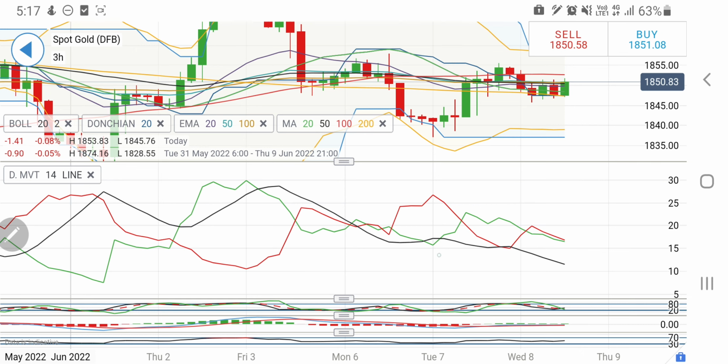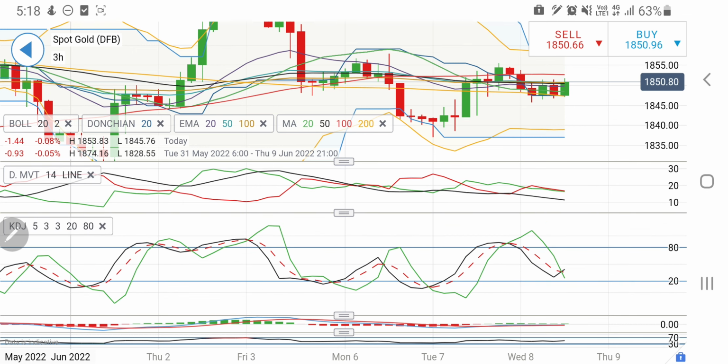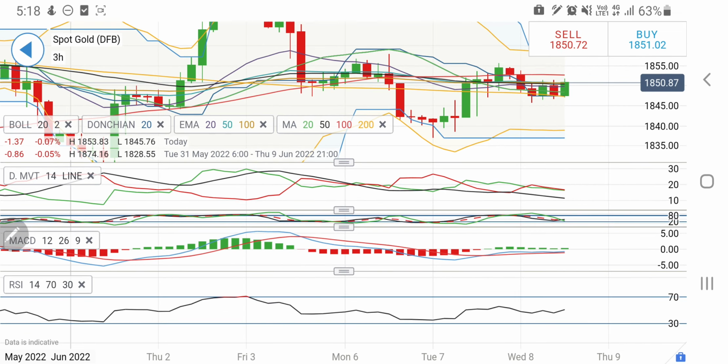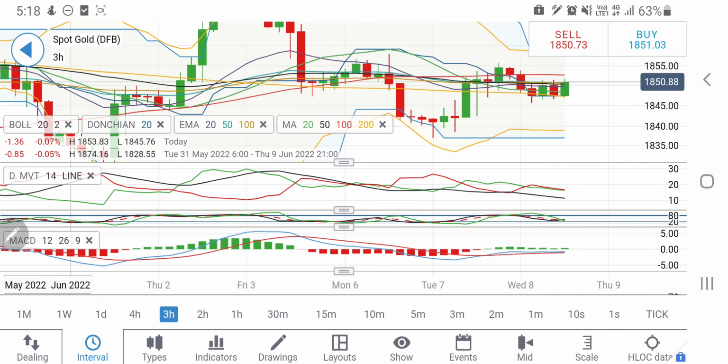Directional movement sloping down is still trying to trade bearish, but let's see. It is on the verge of a crossover, not indicating anything as of now. The stochastic is looking upwards. The MACD is still divergent and still bullish. The RSI is also looking upwards here.